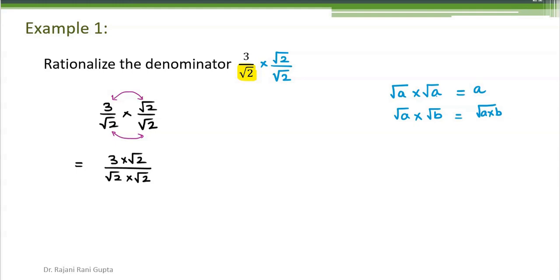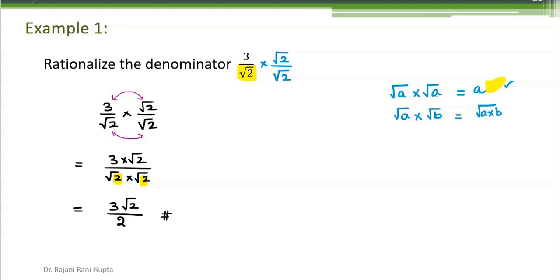So what do you think? Which rule will work here? Root of 2 times square root of 2. It's the same number 2 inside the square root, so the first rule will work here. Using that rule, we get 3 multiply root 2 over 2. So now you have rationalized the denominator. There is no longer any surd. Hence this is your answer.